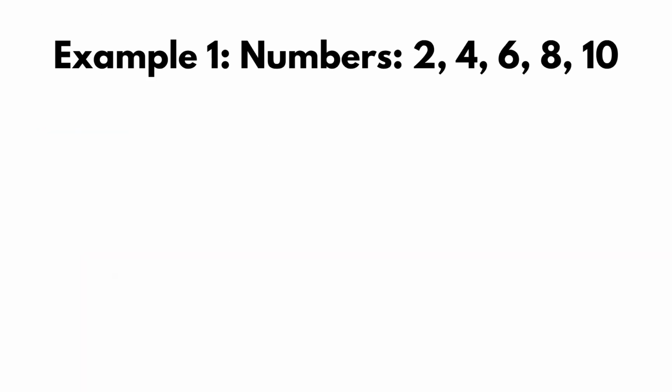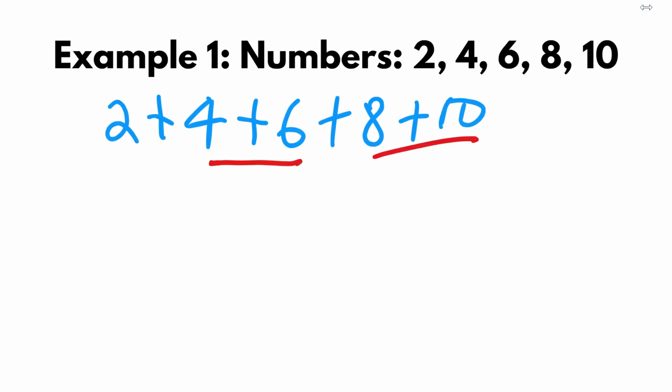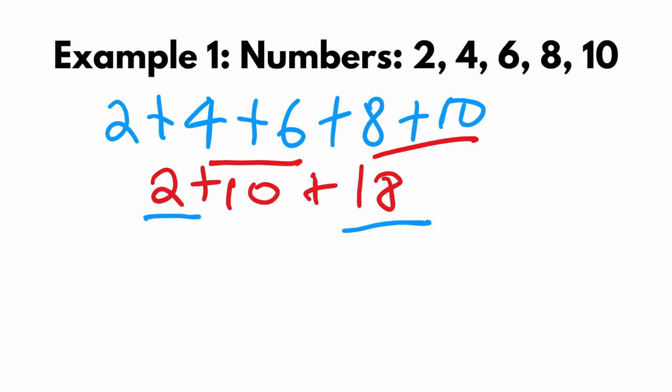Let's look at example 1. We have the numbers 2, 4, 6, 8, and 10. So, if I rewrite these numbers, the first step is to add them up. Let's add 4 plus 6, then I'll add 8 plus 10. That will be 2 plus 10 plus 18. Now I can add 2 and 18, that will be 20, and then plus 10, that will be 30.